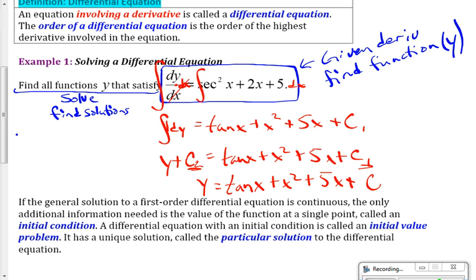Vocabulary-wise, this is called a general solution. It is general because it's got a C on it. It's a family of antiderivatives like we talked about in the beginning of chapter 5. There are lots of functions that have that same derivative, right? We just have to change up the C value and we'll get a different function but the same derivative.